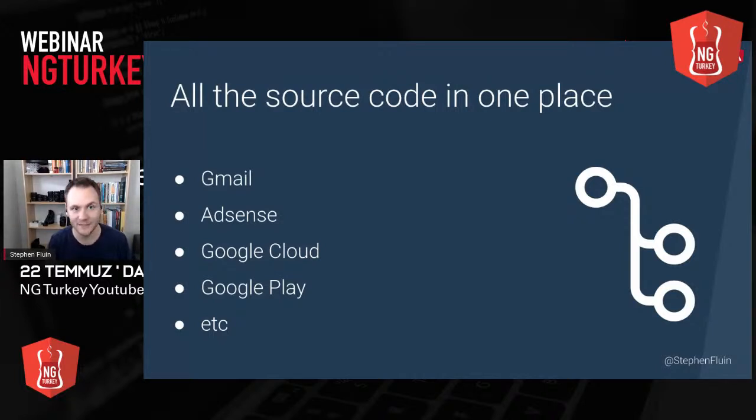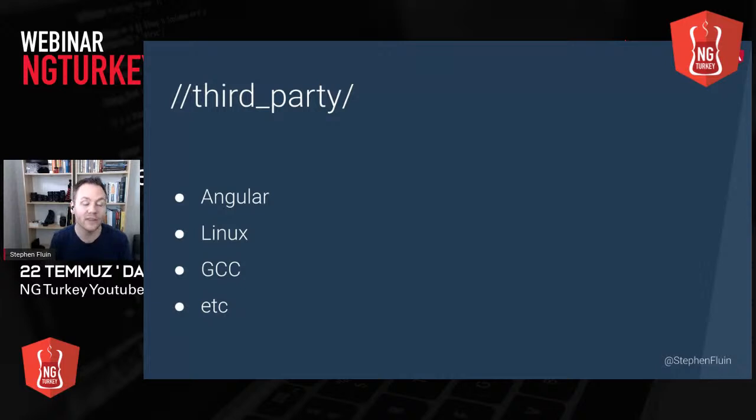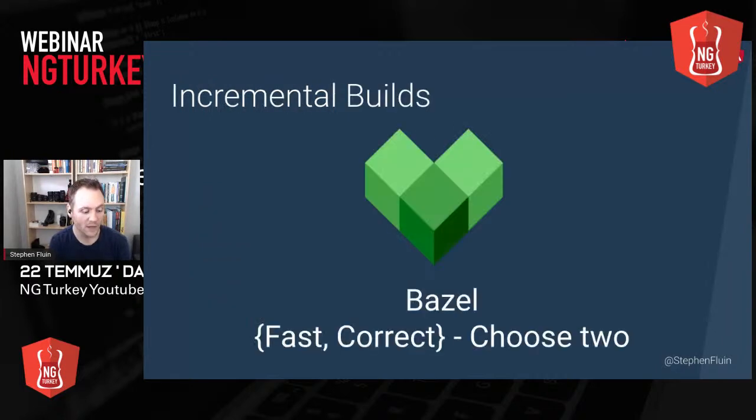So Google has a monorepository. That means Gmail, AdSense, Google Cloud, Google Play, all of these things are in a single source code repository. You can think of it as a big file structure that just looks like a normal file on your disk, but it's got tons and tons and tons of code. Within that file structure, we also have a third-party folder. Anytime we are licensing or bringing code into our repository, that code goes into third party. Clear licensing, clear ownership. So things like Angular, Linux, GCC, all those things are in that third-party folder within Google.